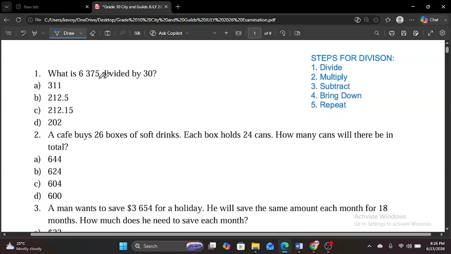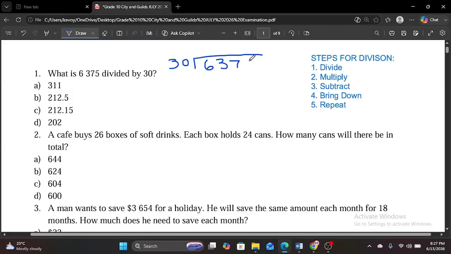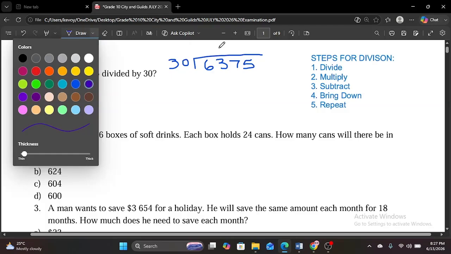All right, so let's divide 6,375 by 30. So 30 into 6, you can't, so 30 into 63, it goes 2 times. So it goes into 63 2 times. So that's going to be 2.